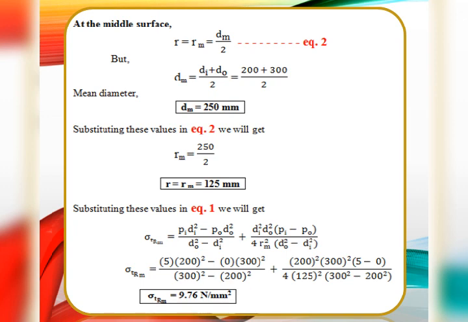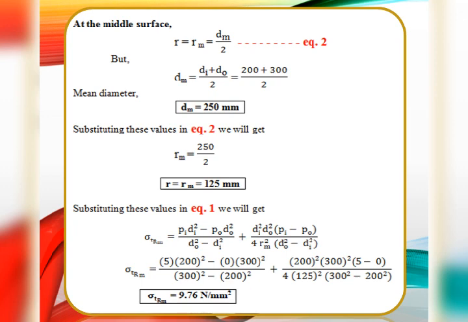Now by substituting this value in equation number 1, initially we must replace Ri with Rm in the second term denominator. So now sigma t Rm is equal to pi di squared minus p naught d naught squared divided by d naught squared minus di squared, plus di squared into d naught squared into pi minus p naught divided by 4 Rm squared into d naught squared minus di squared.